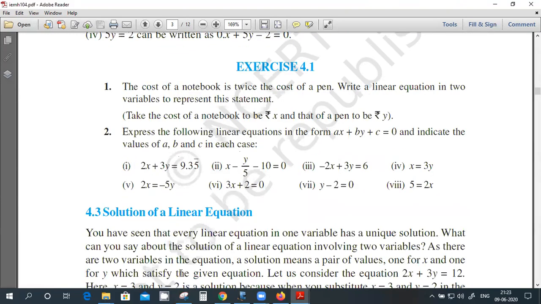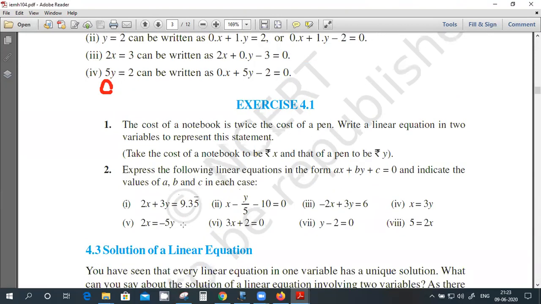So in this question 1, the equation is x is equal to 2y, right? The cost of notebook is twice that of pen. You have to define what is your x and what is your y. That's x is equal to 2y, right? Linear equation. Cost of notebook is x. Cost of pen is y. Yeah, x equal to 2y.